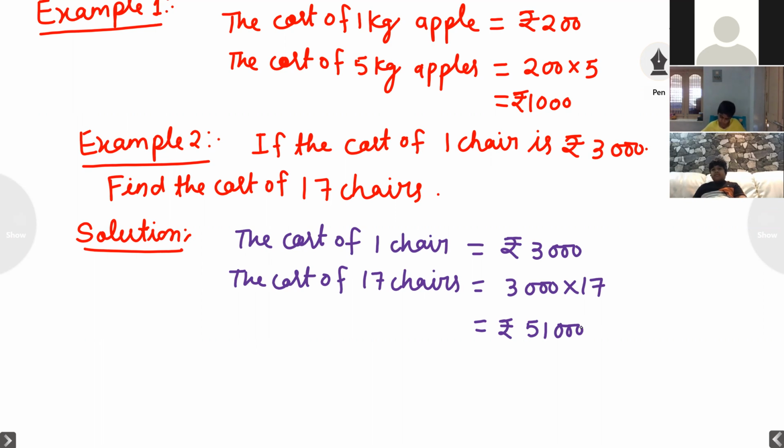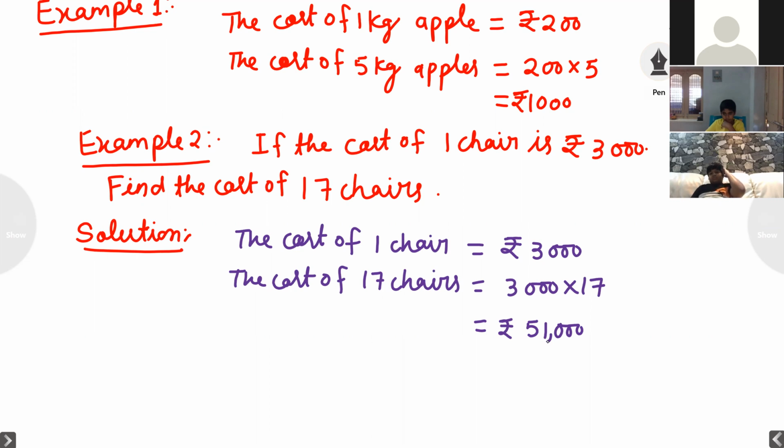3,000 into 17. The cost of one chair is 3,000 rupees. The cost of 17 chairs is equal to 3,000 into 17. What is the answer? 51,000 rupees. In this question, you are observing, we know the value of 1 unit. We are finding the value of required units.